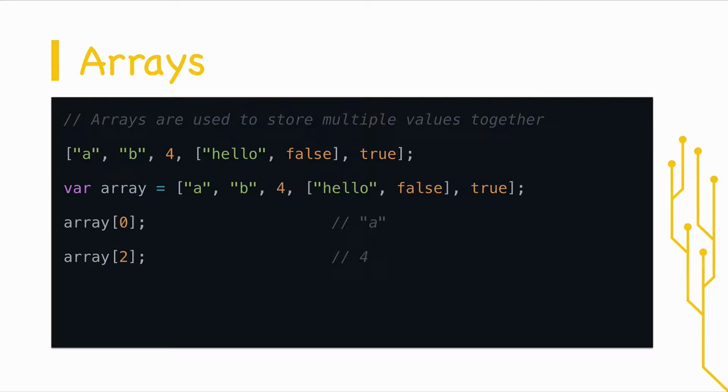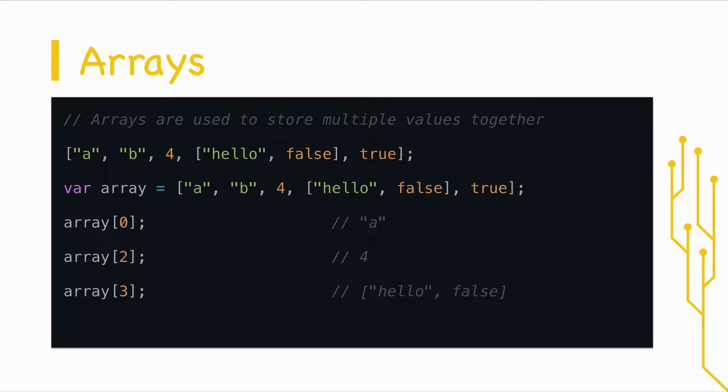Similarly, array square brackets 2 outputs 4, because again, indexes start from 0. So the very first element has an index 0, the second element has an index 1, the third element has an index 2. So in this case, array square brackets 2 means the element with the index 2, which in this case is the third element. And the third element inside our array is the number 4, because again, we first have string A, then string B, then number 4. So the third element, or the element with the index 2, is number 4. And that's why array square brackets 2 results in the output, the number 4.